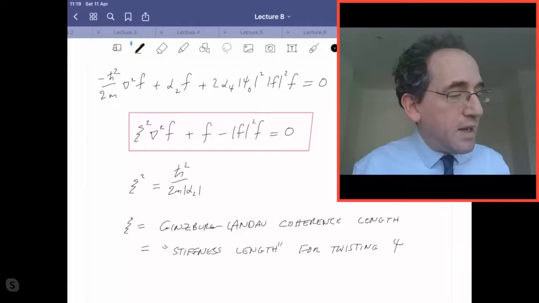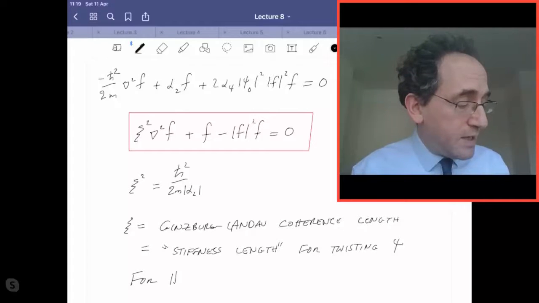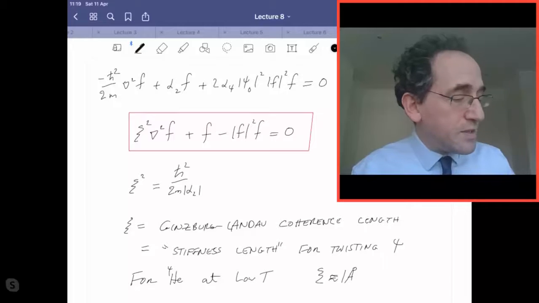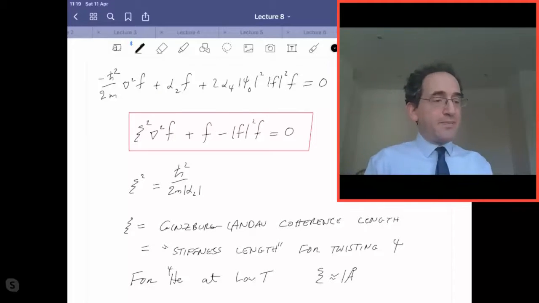Psi. And at low temperature for helium-4, at low T, psi can be very small. It can be about 1 angstrom, something like that. So it's twistable on very small length scales. Okay.